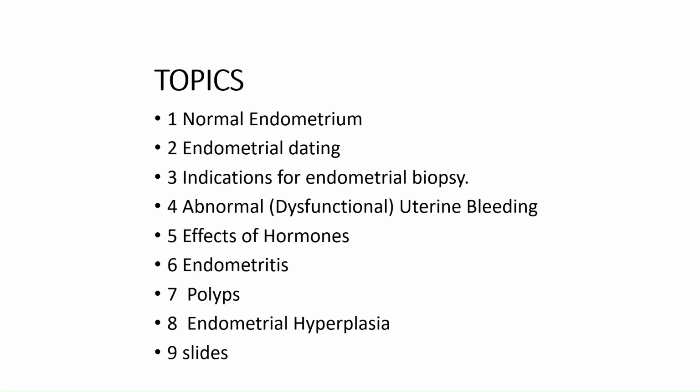Endometrium is a dynamic tissue in the human body. It undergoes predictable cyclic changes every month under the influence of hormones. For us as pathologists, understanding these normal morphological changes is the foundation for interpreting endometrial biopsies in infertility, abnormal uterine bleeding, and in detecting precancerous or malignant lesions.